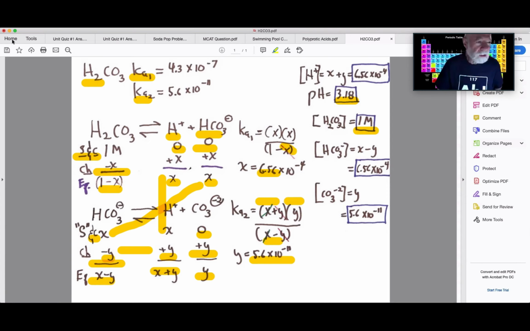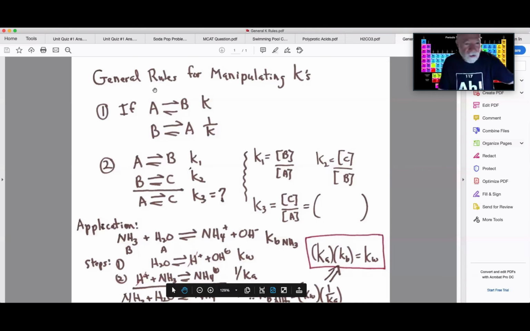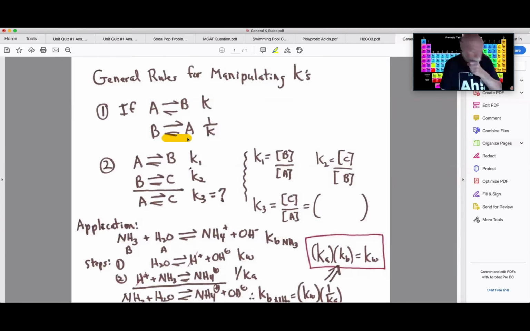Okay, next. I want to go over some general rules on manipulating equilibrium constants. Now, you've already seen number 1 before, and that is, if you know the constant in the forward direction, in other words, A going to B is K, what happens if you reverse the reaction? It's B going to A. Well, we proved this to you earlier. All you do is flip over the K. It'd be 1 over K.